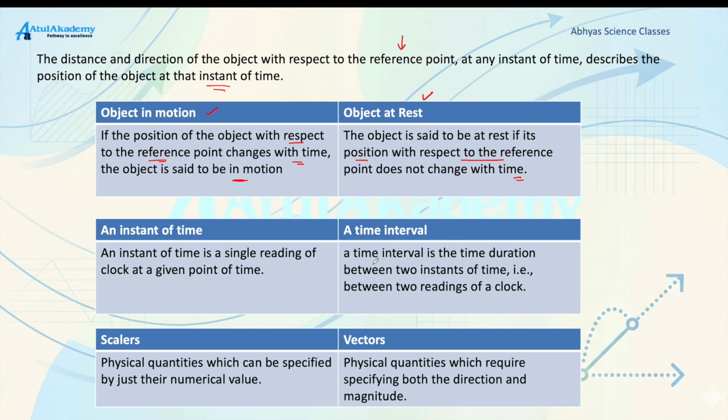A time interval. A time interval is the time duration between two instants of time. That is between two readings of a clock. Let's say between 2 o'clock to 3 o'clock. It's 1 hour. That's time interval.